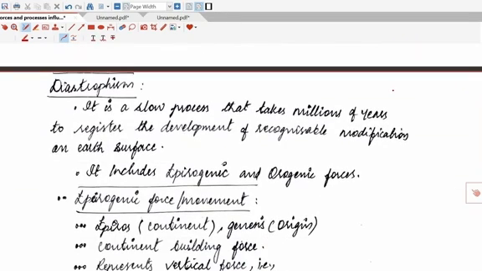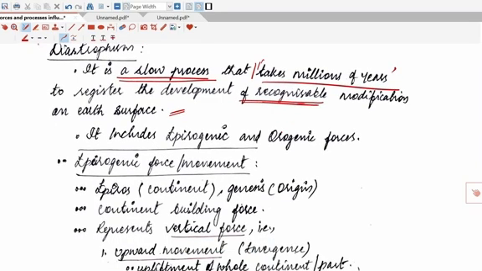So next we'll go to diastrophic. What is diastrophism? It is a slow process. Diastrophism is a slow process that takes millions of years to register development of recognizable modification on Earth's surface. This takes millions of years to get recognizable, and it includes epirogenic and orogenic forces.